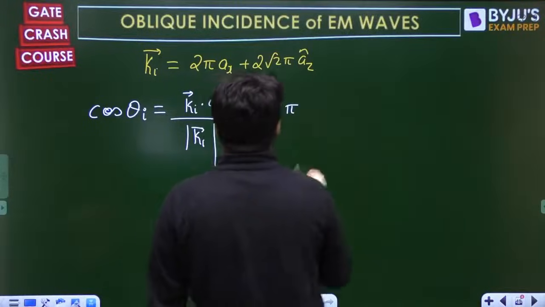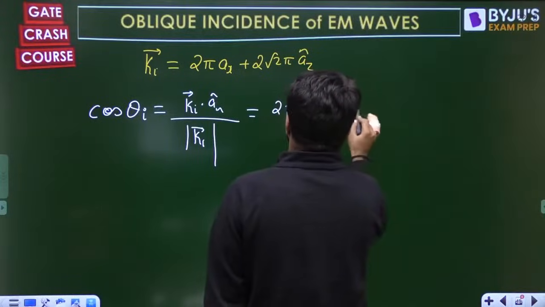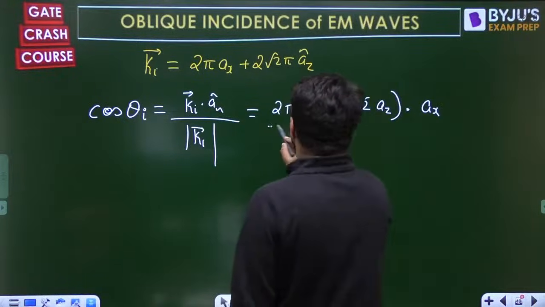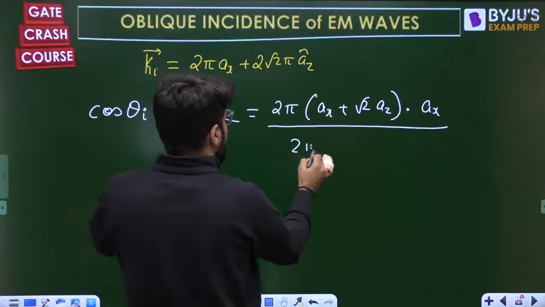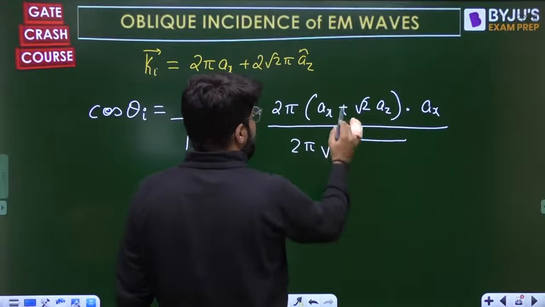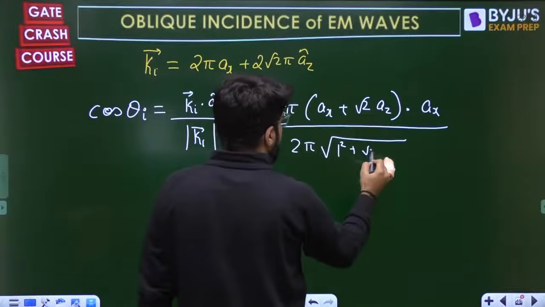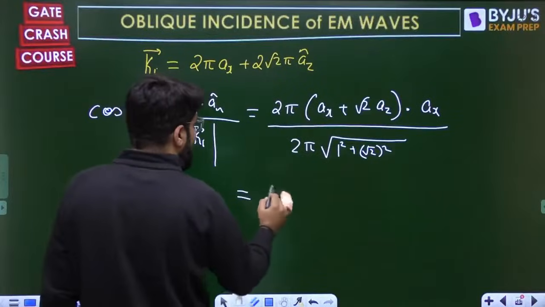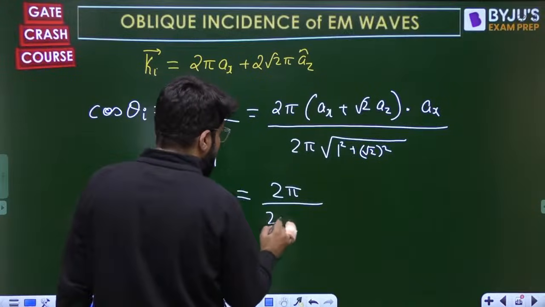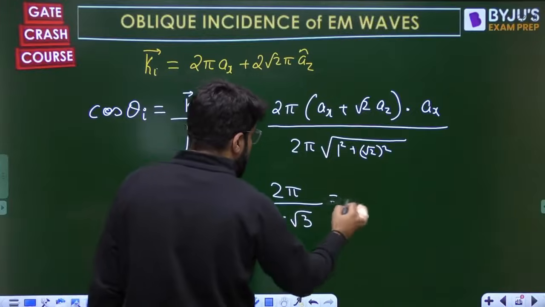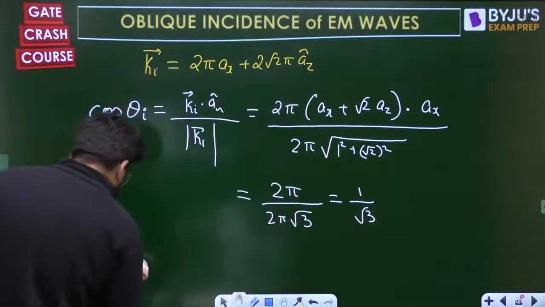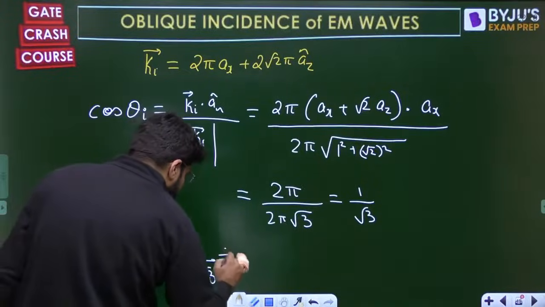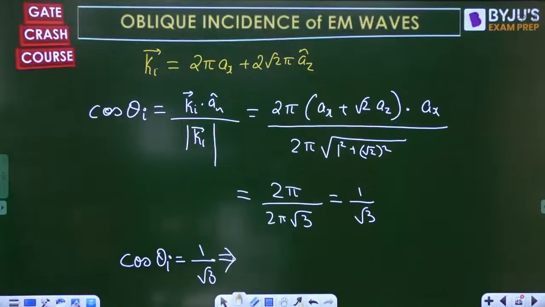We take 2 pi as common. So we have ax plus root 2 az dot product with ax divided by the magnitude of this vector. The 2 pi will remain common. Magnitude of ax plus root 2 az, so square root of 1 square plus root 2 square. X dot x is multiplied and equals 1. So you will have 2 pi divided by 2 pi under root of 1 plus 2, that is 3. 2 pi cancel, 1 by root 3. So cos of theta I is 1 by root 3. So what is theta I?